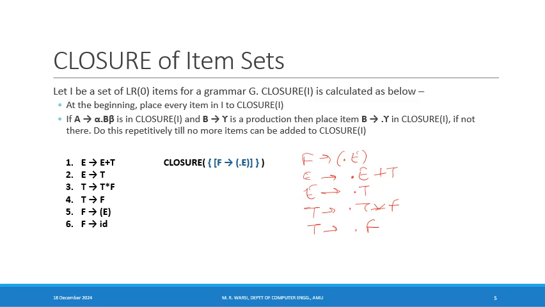Once again, after the dot I have the variable capital F, so I will add capital F derives dot bracket open, capital E bracket close, and capital F derives dot identifier. Now no more item will be added to the closure set, so this is where we stop, and this is the closure of the set of LR0 item given over here.